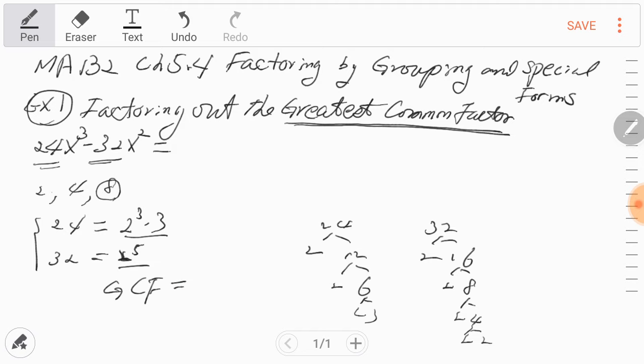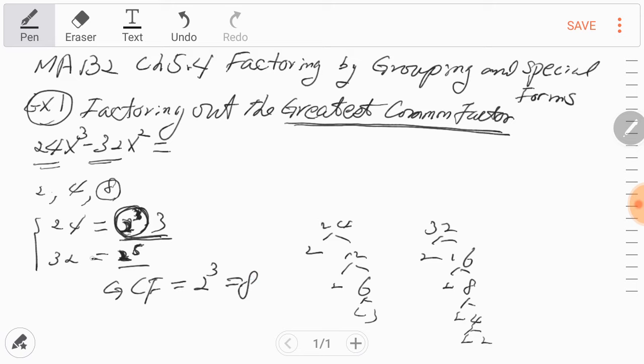The GCF, the common factor which is the largest one, is the product of each common factor. So 2 is a common factor. From the first number there are 3 of them, and from the second there are 5 of them. So the common factor will be 2 times 2 times 2. We select the common factor which has the smallest exponent. The factor 2 has exponent 3 in one and 5 in the other, so the common factor is this one. So 2 cubed is the GCF, which is 8.